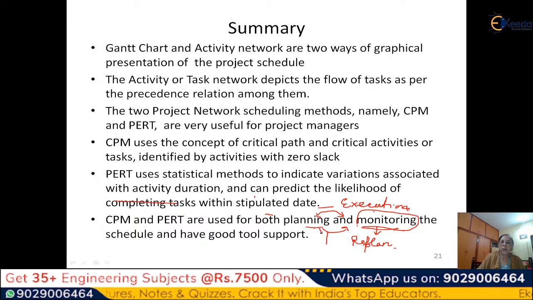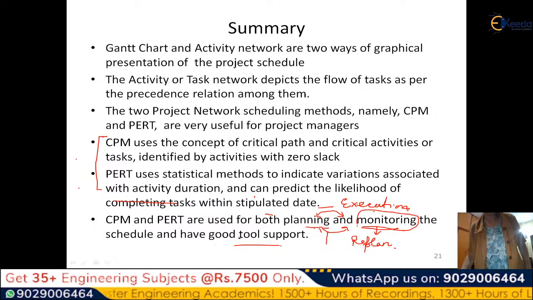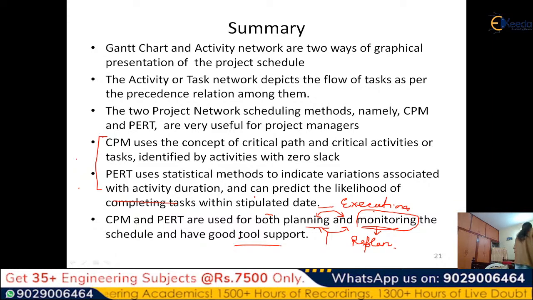And that is why you need tools like CPM and PERT, which are both planning tools as well as monitoring tools. And you need tool support for it. Unless you have tool support, you can't do it, because you have to do it on the fly in the project. So that is what I was trying to explain to you in this doubt clearing session. So I hope you have understood everything.